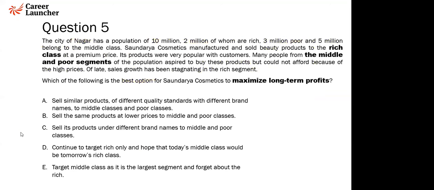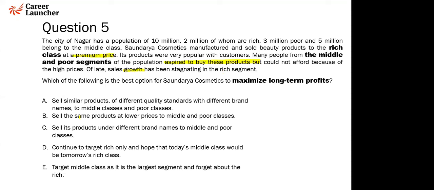Now, so Saundarya Cosmetics, just to be clear, manufactured and sold beauty products to the rich class at a premium price. Popular products with customers. Many people from the middle and poor segments aspired to buy these products, but could not afford them due to high prices. Sales growth has been stagnating in the rich segment. Best option to maximize long-term profit.